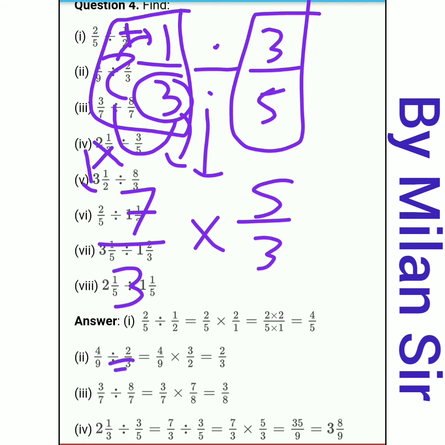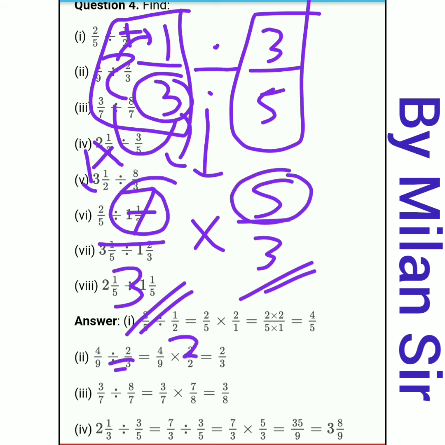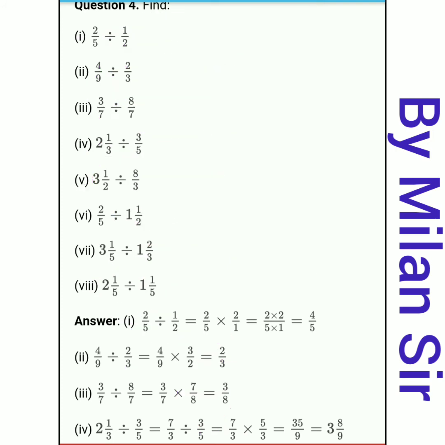Now here we cannot cut this 3, right? Because both 3s are present in the denominator. So we cannot cut it. If one is in the numerator and one in the denominator, then we can cut it. Right now we cannot cut it, so we need to do the multiplication. 7 5s are 35, and in the denominator 3 3s are 9. So our answer is 35 divided by 9.